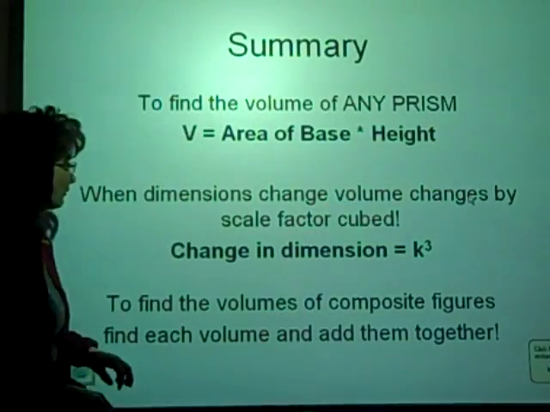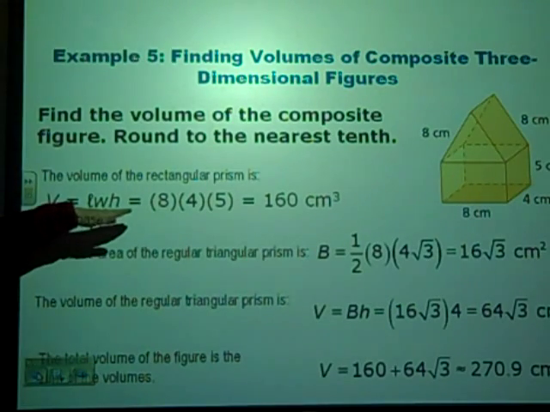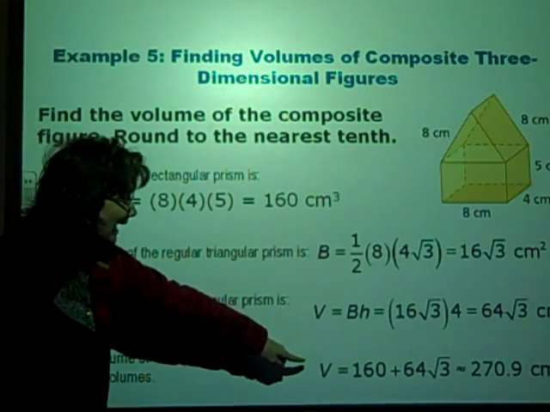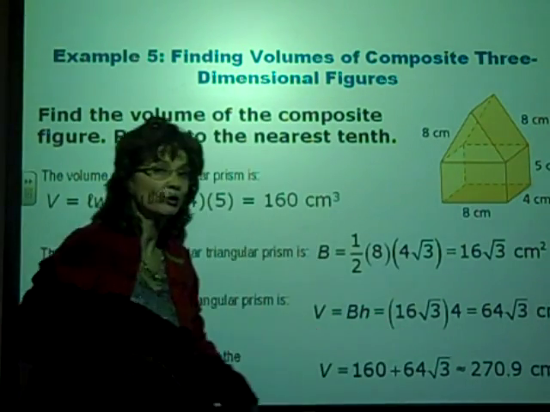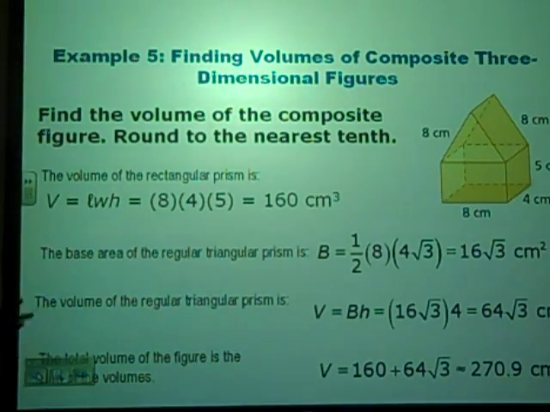This volume, 160 cubic centimeters. You just add them together, put them into your calculator to get a total volume of 270.9 cubic centimeters. So just find the volume of each shape and put them together.